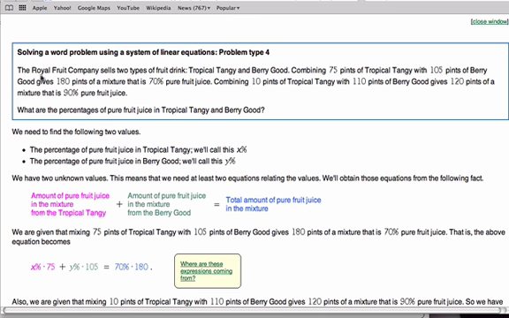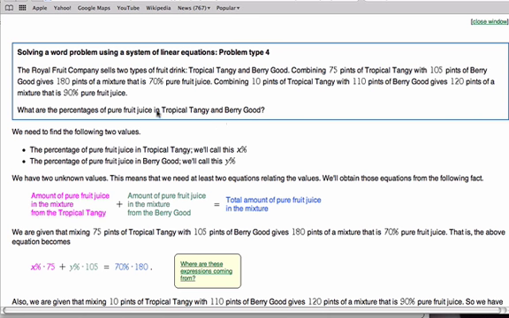In this case, you have the Royal Fruit Company, and it sells 2 types of fruit drink, tropical tangy and berry good. Combining 75 pints of tropical tangy with 105 pints of berry good gives 180 pints of a mixture that is 70% pure fruit juice. Combining 10 pints of tropical tangy with 110 pints of berry good gives 120 pints of the mixture that is 90% pure fruit juice. Okay? The question asks, what are the percentages of pure fruit juice in tropical tangy and berry good?